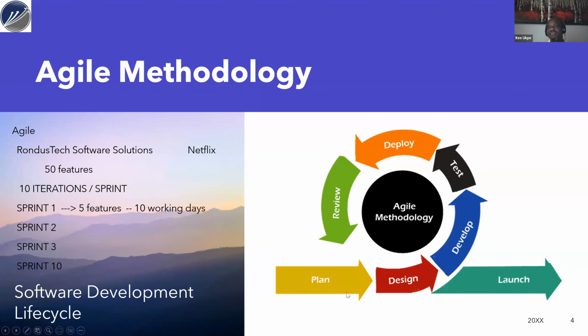So you do the planning for sprint 1, design it, develop it, test it, deploy it, review it, right? And launch it. You're done with sprint 1. Then you go through iteration again. If anything was wrong with that, you do bug fixing. So you quickly deploy your application, your software, whatever it is.